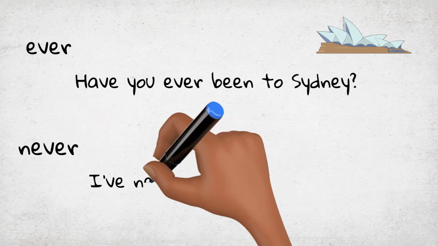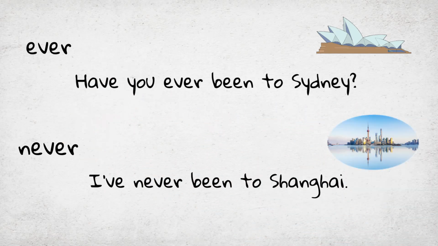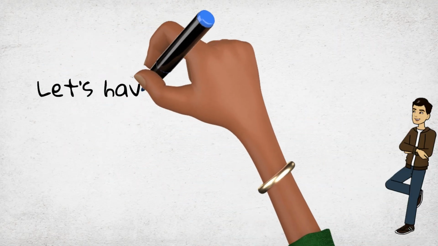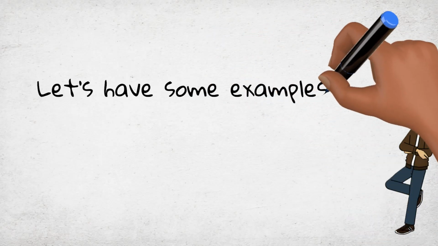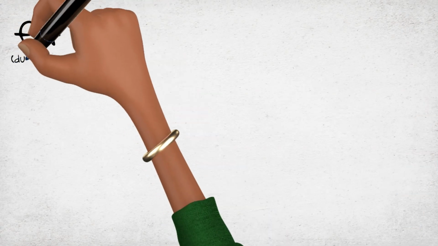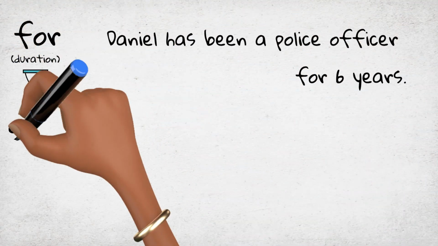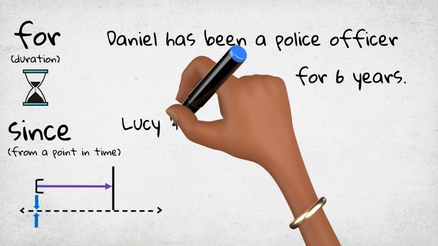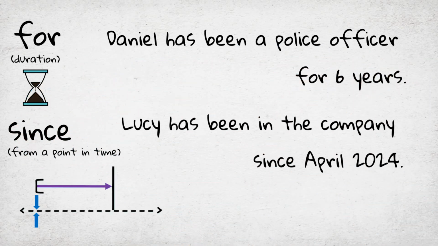Oh, never. I've never been to Shanghai. Now let's have some examples. We've seen some you already know, but we'll still have a look at them to remind ourselves how to use them. Lucy has been in the company since, for the duration, remember. Daniel has been a police officer for 6 years. Already. My dogs have been on their walk already.